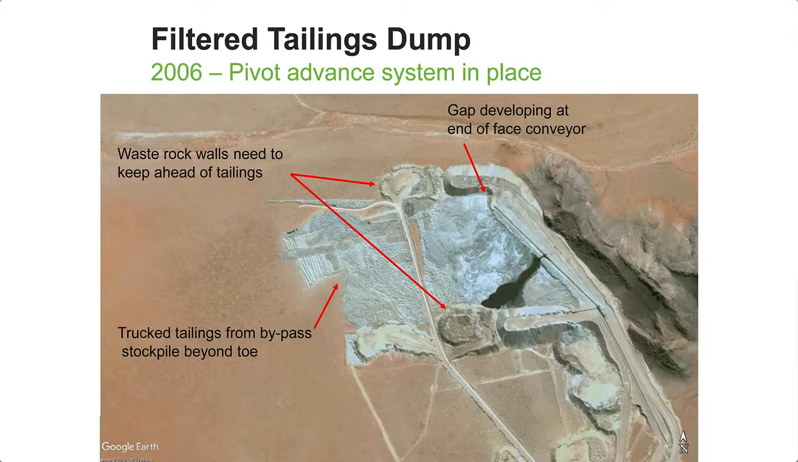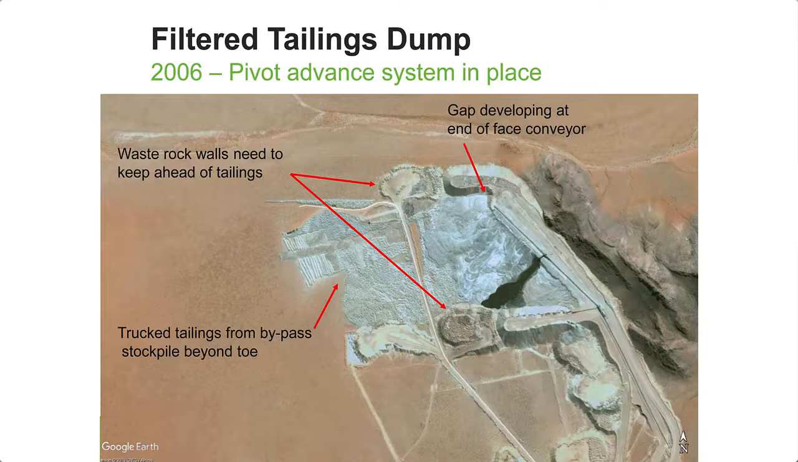This is a view of what that facility looked like in 2006 when the pivot system started operating, and you'll see that once it started pivoting, there was a gap that was left on the northern side of the dump, and it wasn't easy to fill because as it pivots round, it leaves a gap there. What you'll also notice is that the mine was a bit slow in keeping ahead with the containment walls on the side. So that's something that needs to be planned and built into the mine plan as well as the tailings dump plan.